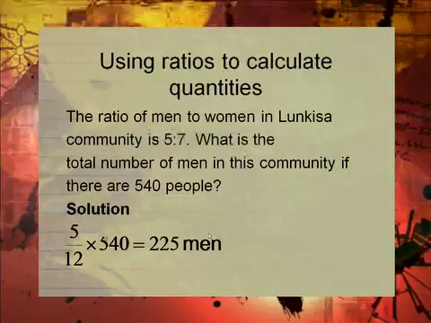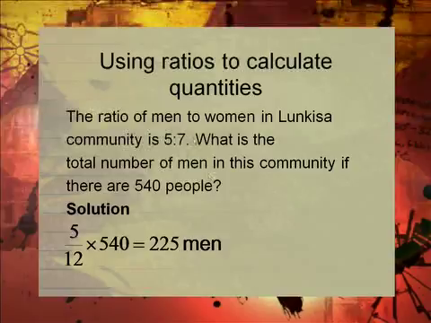Okay, when we need actual numbers that formed 5:7, we take this for men, then you divide by 12, you add 5 plus 7, you divide by 12 times 540. So it's 225. And then if we need the women, it will be 7 over 12 times 540, then you get the number for the women. This is the number for the men.